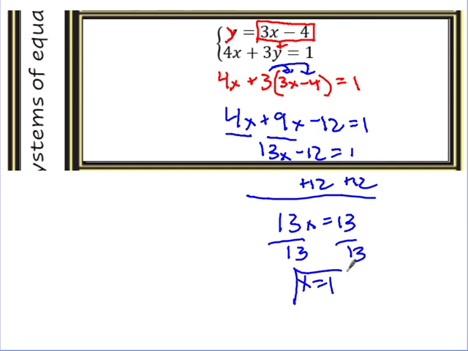Last step, I found one of my values. I have to take that and plug it into either one of these equations. Again, it doesn't matter. Choose whichever one you think looks the easiest. If I have something in slope-intercept form, I'm probably going to plug it into this one because this is going to take the least amount of work, this first equation right here.